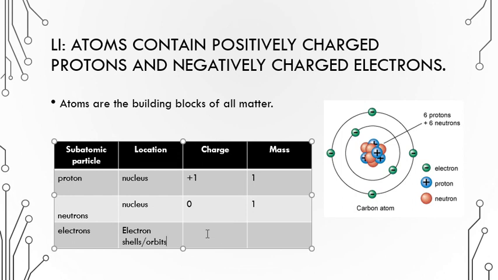Now, an electron is negatively charged, so they have a -1 charge, and for all intents and purposes they do have a mass, but their mass is negligible in comparison to protons and neutrons. It's about 1/2700th, so very negligible, essentially 0.